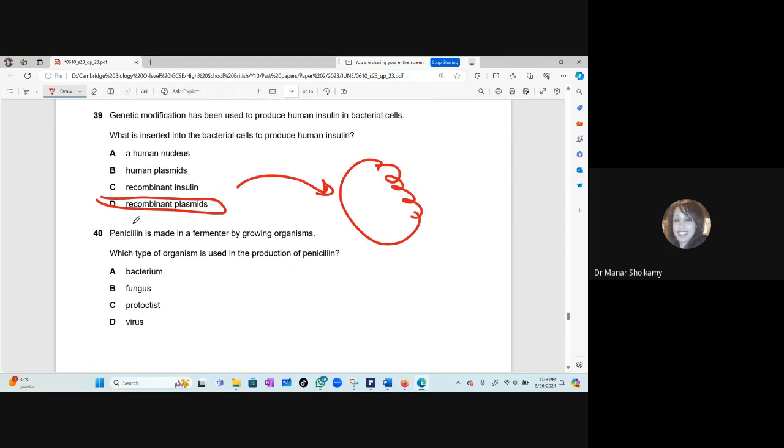The last question. Penicillin is made in a fermenter by growing organisms. Which type of organism is used in the production of penicillin? Bacterium, fungus, protoctist, or virus? Bacterium. Bacteria.